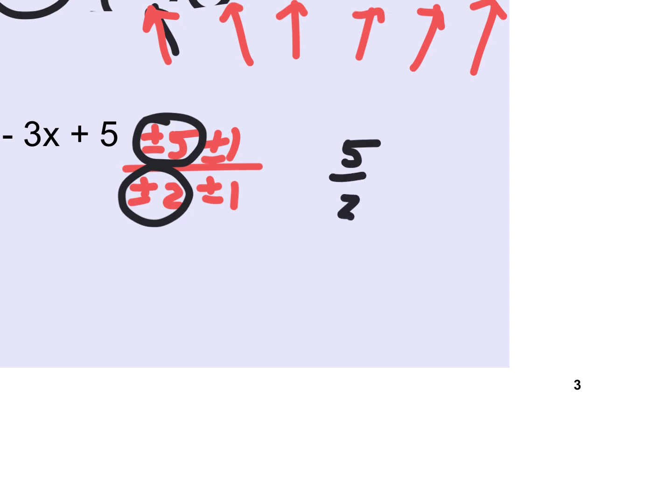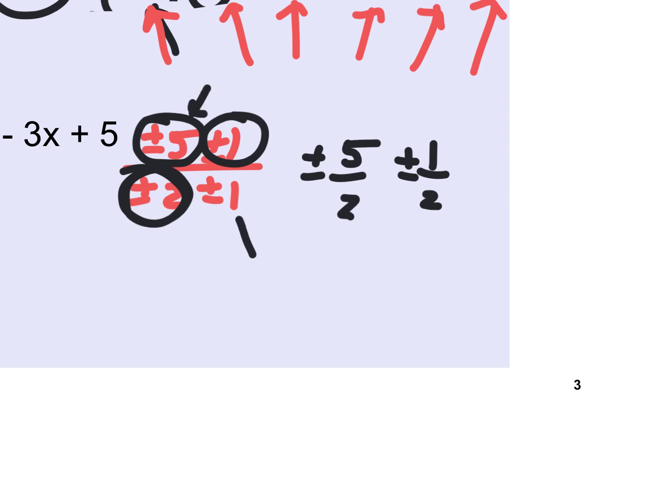Fractions? Yep. And it's plus and minus that. Then you take 1 divided by the 2. 1/2 is a possible root. Yes, it is. Plus and minus 1/2. And then take the 5 divided by the 1, which of course is just a 5. And plus and minus that. And last but not least, 1 divided by 1, which is just 1. And plus and minus that.